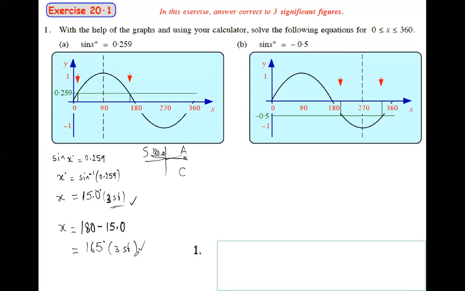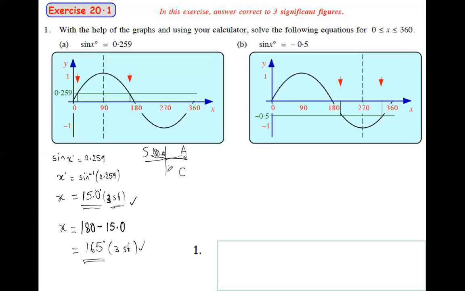So to get full marks, when you write 3 significant figures, make sure you write 15.0, and then 3 significant figures is 165. And that's you, you've got your mark here. Okay. So let's try this one.